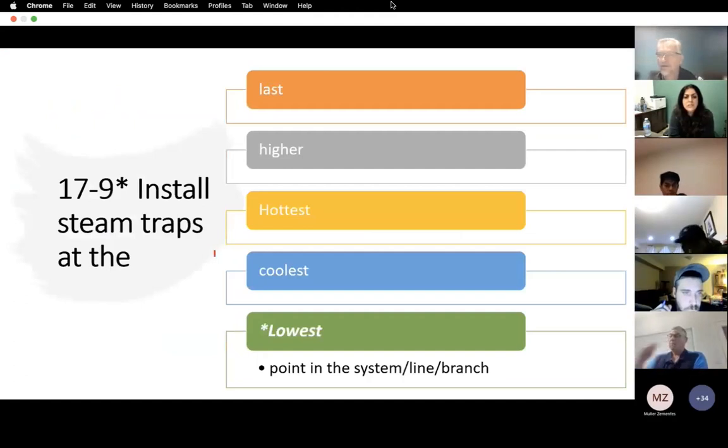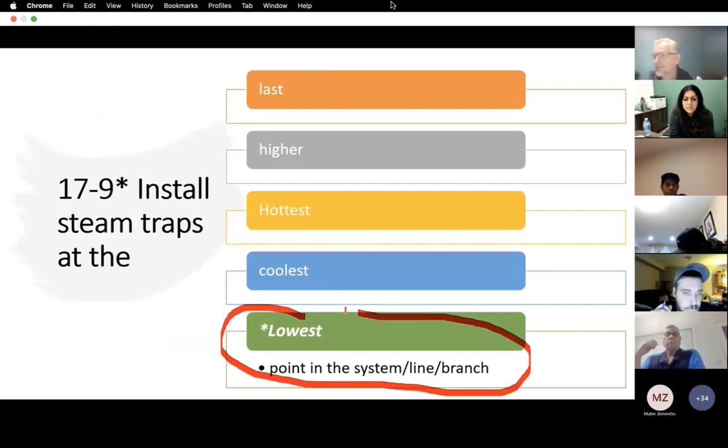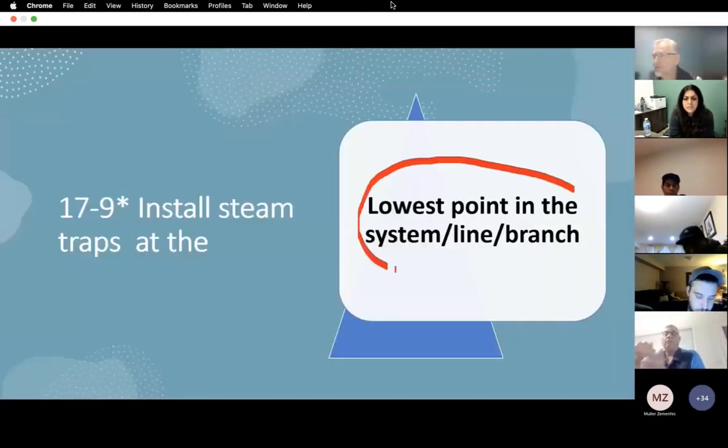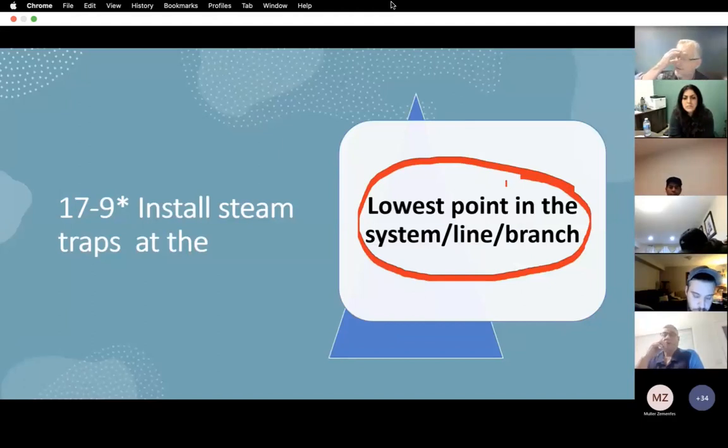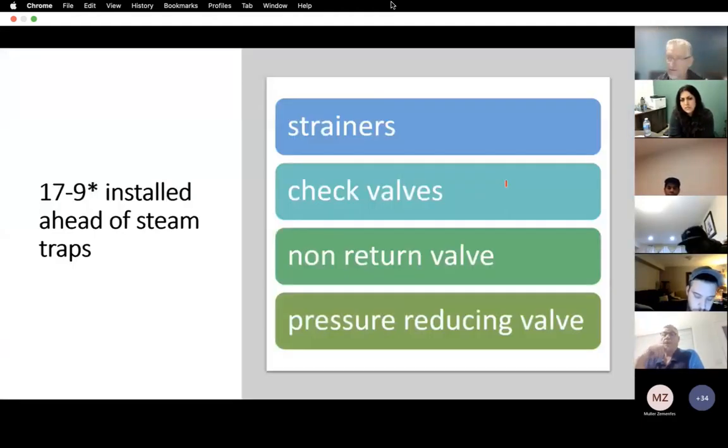Where do we install steam traps? At the lowest point in the system. Remember to install steam traps at the lowest point. Other things go at the highest point. If you have a system that has air collecting, we're going to have air vents at the higher points.